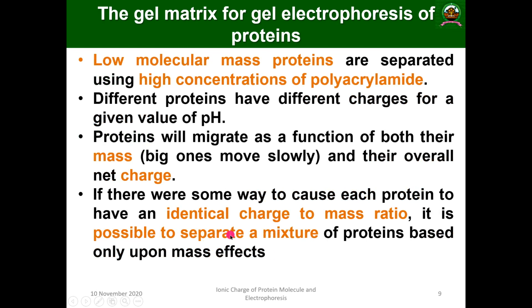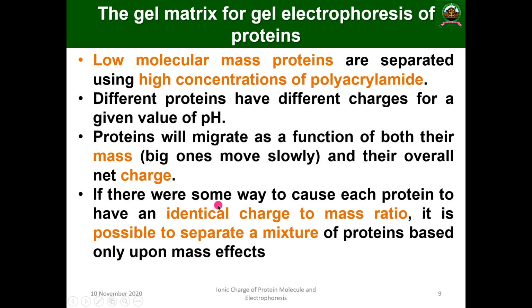Okay. Then different proteins have a different charge for a given value of pH, that you all know. The proteins will migrate as a function of both their mass and their charge. The big ones move very slowly. If the mass is very low, then they move very fast, and it also depends on their overall charge.